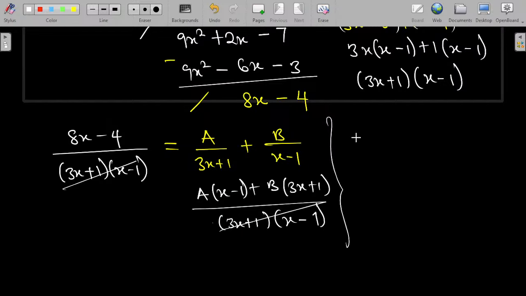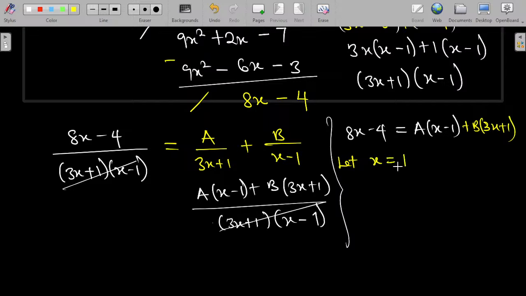Let me come over this way. So if you do that, you are now going to have that 8x minus 4 is equal to a into x minus 1, and then plus b into 3x plus 1. So our job now is to get a and b, and to do that we can try to eliminate b or a. In this case I want to eliminate a first because that would work with a whole number. And what number is that?